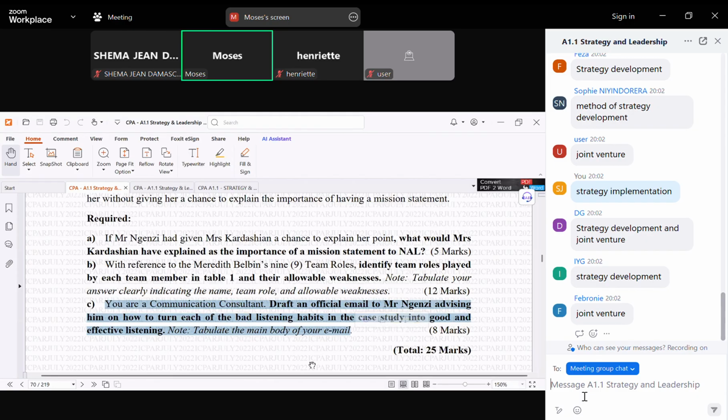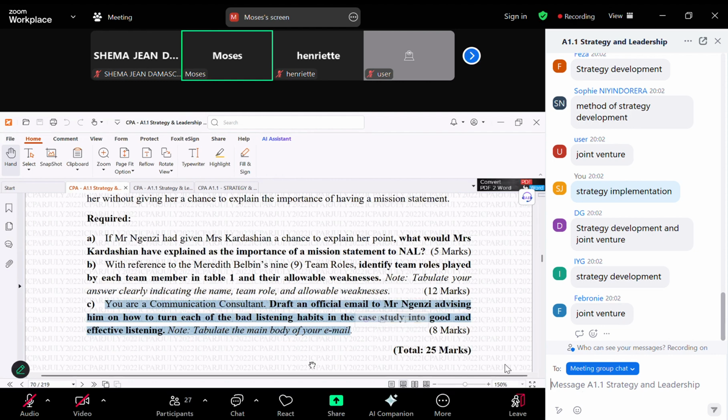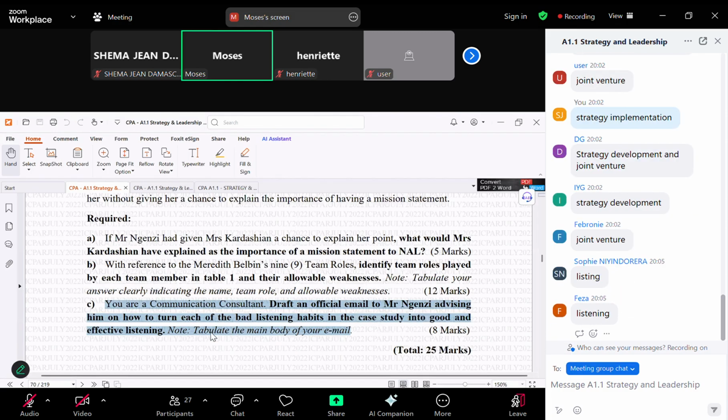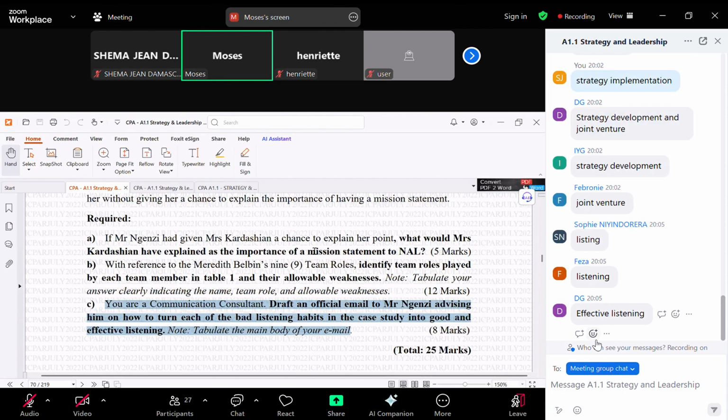Part C, type the key concept. Communication. What should we first explain in that question?